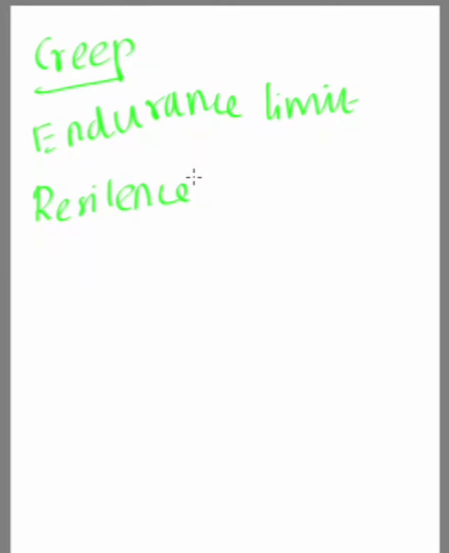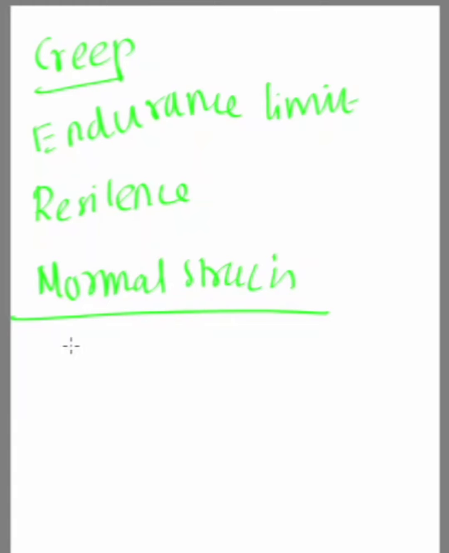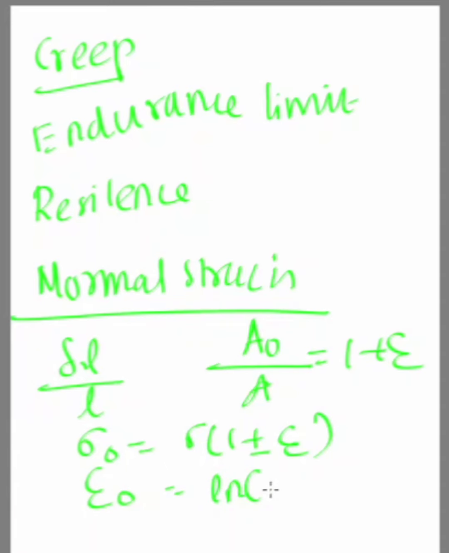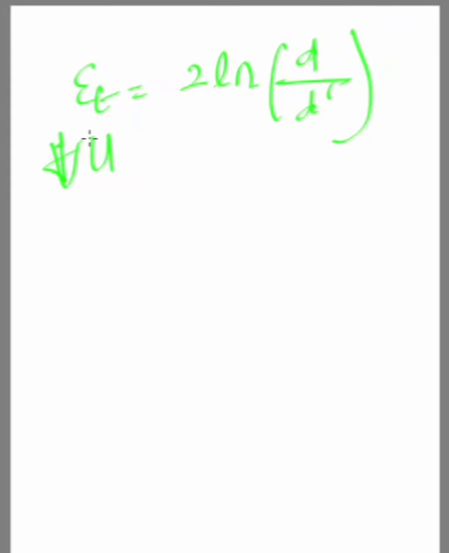Okay. Next, you should remember normal strain. Normal strain is the change in length divided by original length, or A naught divided by A equal to 1 plus e, and sigma naught equal to sigma into 1 plus or minus strain, and e naught equal to ln of 1 plus or minus e. So you should remember this formula also. And another formula you should remember is e_t equal to 2 ln d divided by d dash. This formula is very important for many objective kinds of examinations.